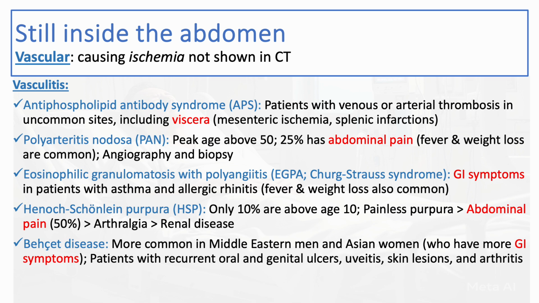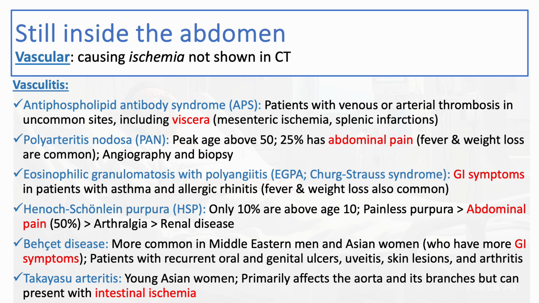Behçet disease, more common in Middle Eastern men and Asian women. They might have GI symptoms as well. Think of this in patients with recurrent oral and/or genital ulcers, eye pain or redness or uveitis, skin rash or other skin lesions, and joint manifestations as well.